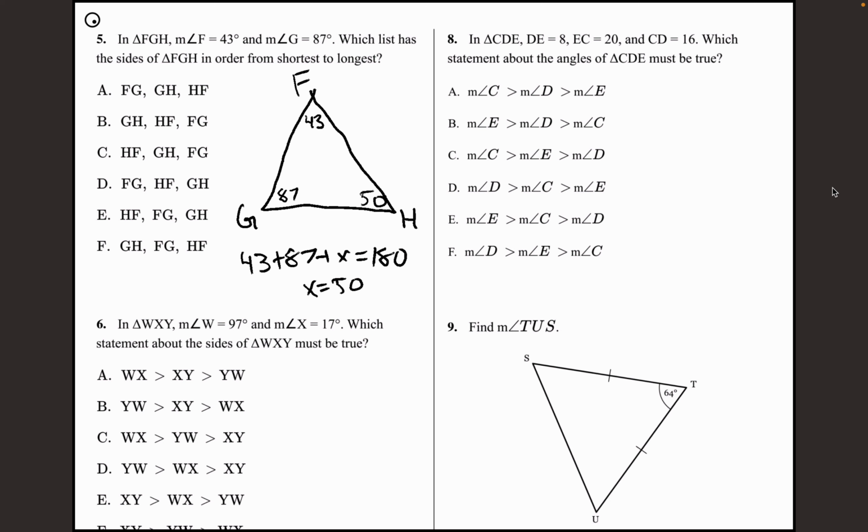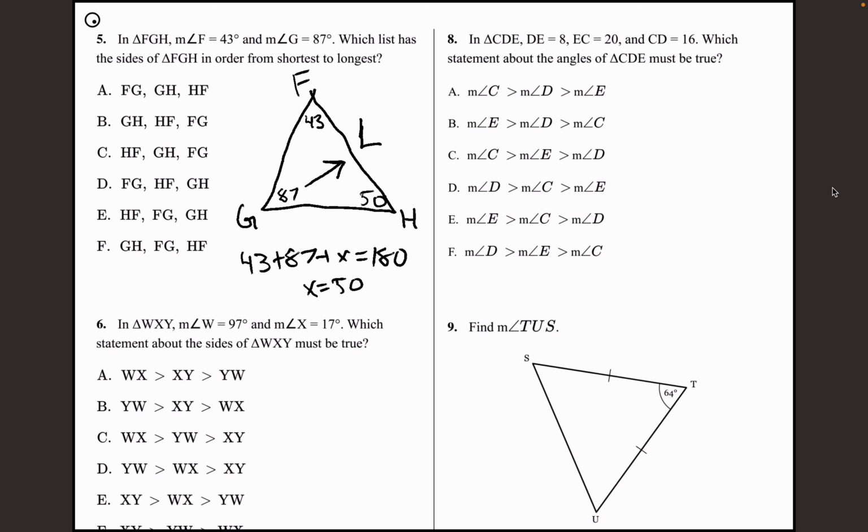Now, in order to find that largest side, we go directly opposite from that angle. So that's going to tell us FG, or sorry, not FG, FH is going to be our largest side, because it's directly diagonal from that largest angle.